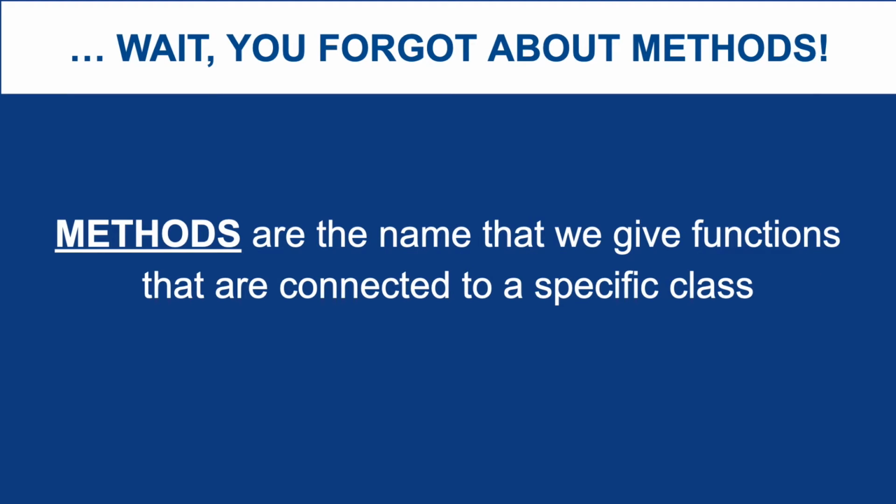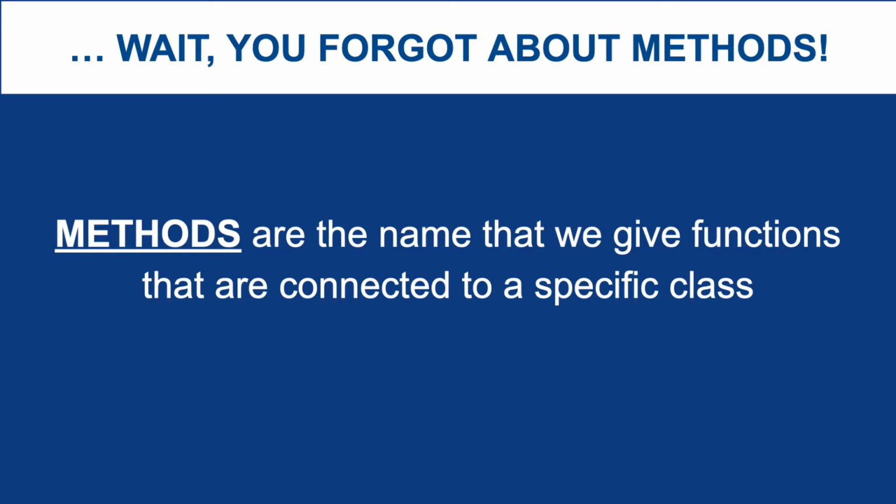We're going to go through some examples really soon of what that actually looks like in a practical manner. So wait, you actually forgot about methods. Well, actually I didn't. Methods are the name that we give functions that are connected to a specific class. So we've built so many functions before. The thing with a method is that it's just a function that belongs to a specific class.